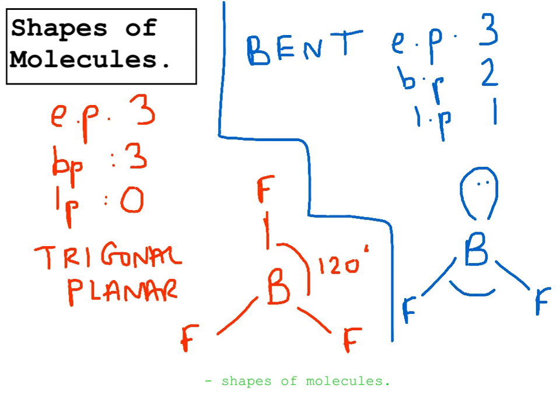Now the bond angle here is going to be slightly smaller than 120, because as we discussed before, a lone pair repels a bonding pair more than a bonding pair repels a bonding pair, and so we can say that this has a slightly smaller bond angle, about 117 degrees.